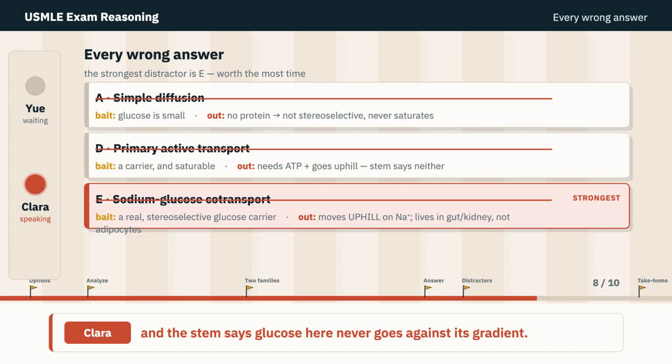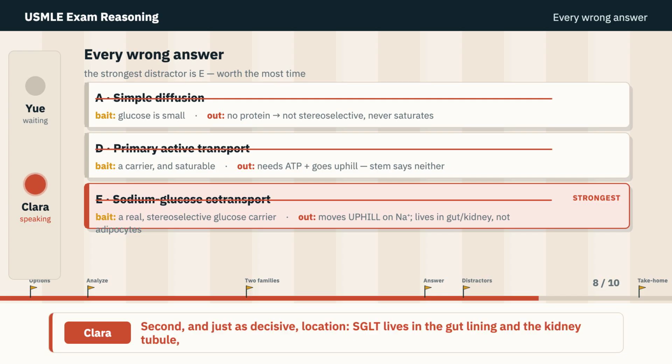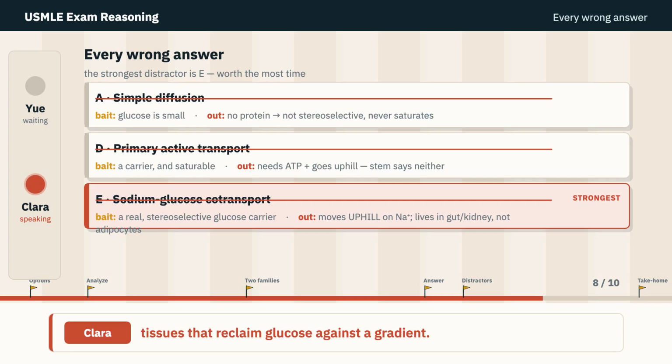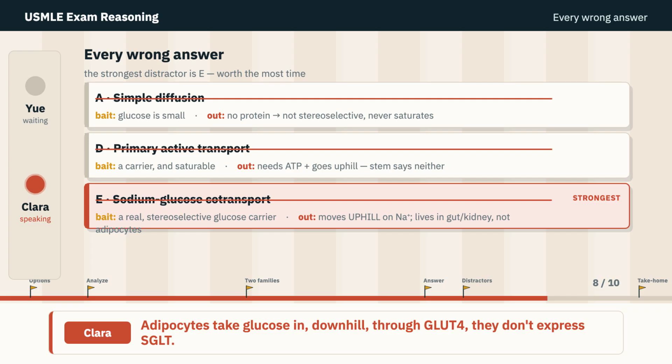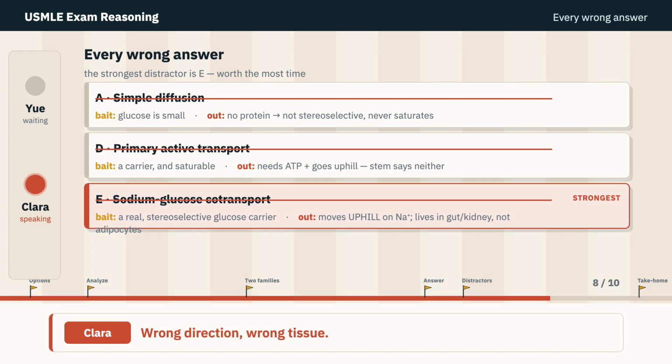Second, and just as decisive, location. SGLT lives in the gut lining and the kidney tubule, tissues that reclaim glucose against a gradient. These are fat cells. Adipocytes take glucose in, downhill, through GLUT4. They don't express SGLT. Wrong direction, wrong tissue.